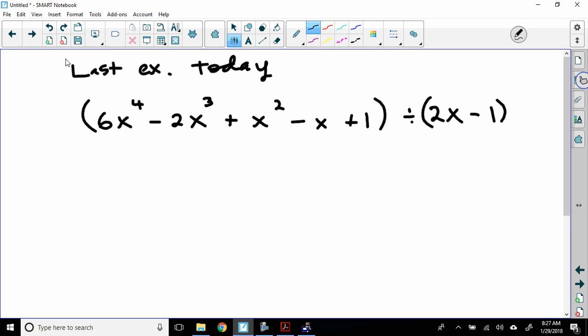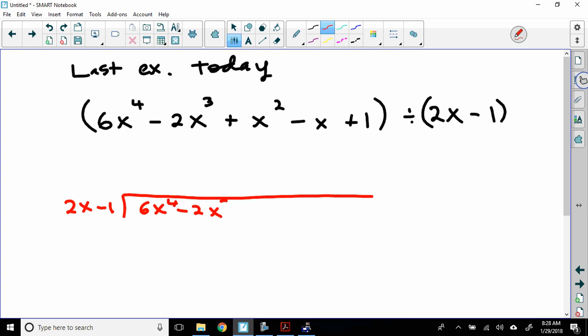If we took something like 1,000 and divided it by 100, our answer should be 10 something. If we took 100 and divided it by 10, our answer should be 10 something in the tens. If we divide a quartic by a linear, how big should our answer be? Cubic, nice, good. Those are the number sense things that I want you to start realizing. So 2x minus 1 is our divisor, and 6x to the fourth minus 2x to the third plus x squared minus x plus 1 is our dividend.